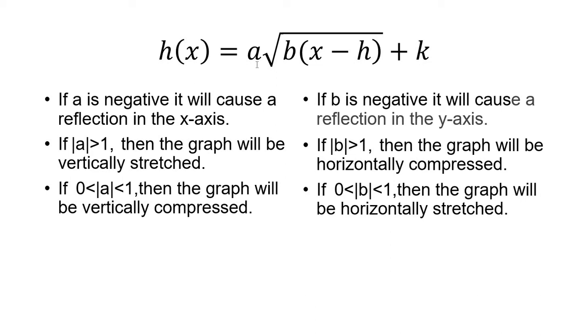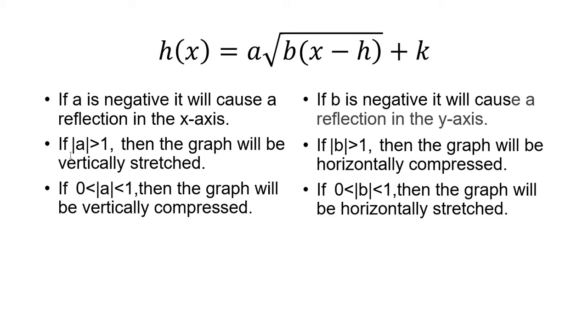If A, first of all, is a negative value, remember it's outside, so we're going to use the word vertical. If it's a negative value, it causes a vertical reflection. I want you to picture our coordinate axes. It will flip that graph upside down or reflect it in the x-axis. Okay, inside, on the other hand, that B value, if it's negative, it will cause a horizontal reflection or a reflection in the y-axis. Just think about that. Inside the expression horizontal, outside the expression vertical.